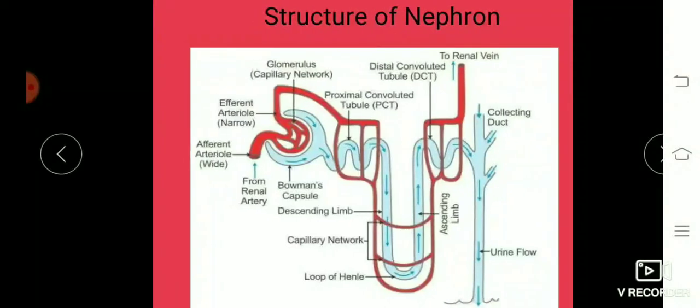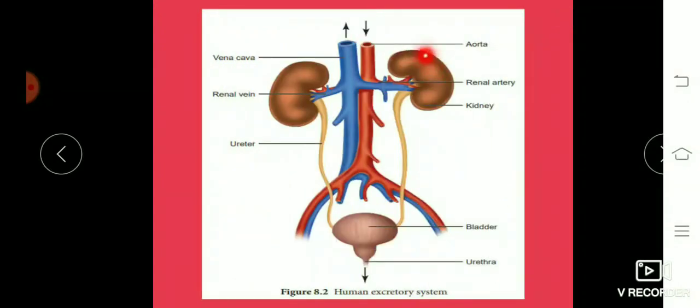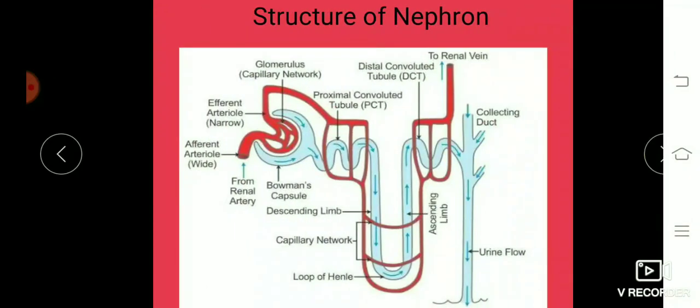Now let's see the structure of nephron. I said right, nephron, where it is present. There are millions of nephrons present in the kidney. It is available in the kidney. So nephron is the structural and functional unit of excretion. It is the one that filters the blood. Okay, it removes the nitrogenous waste from the blood. So there are millions of nephrons. Now we are going to see about the structure of nephron.